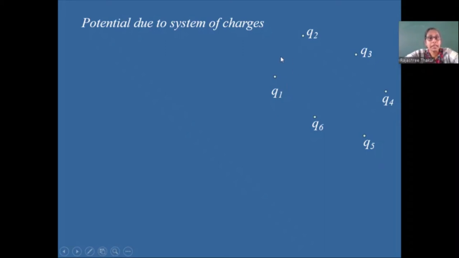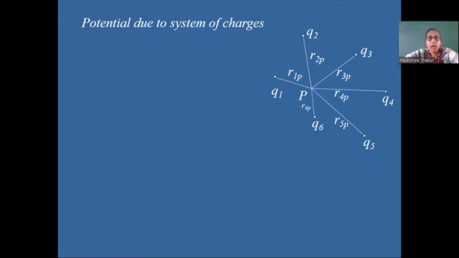But the electric potential at different points is different and not the same. So the value of electric potential at different points will be all different from each other. If I have to find the electric potential, I have to decide at which point I am finding it. So say, for example, at this point P, this will be the distance of point P from charge Q1. Let me denote it as R1P. Similarly, the distance of point P from Q2 will be R2P. Then the distance of point P from Q3 will be R3P, and so on.